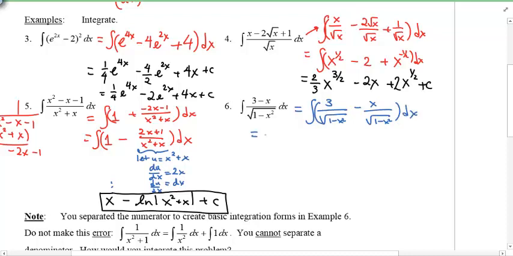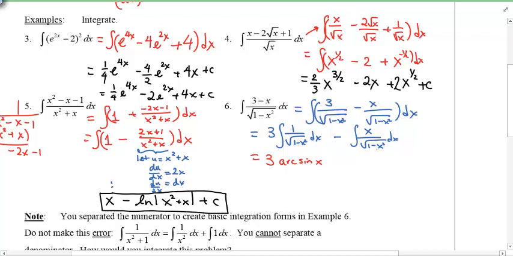And now I'll suggest we separate it. I'll take out the 3 from the first one. Do you know what that integral is? If you said arctangent, I'm very, very sorry. You are close. If you said arcsine, I'd say you are very, very correct.